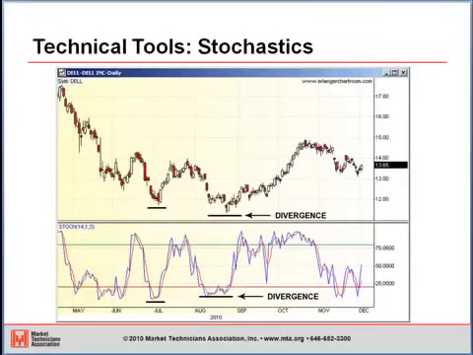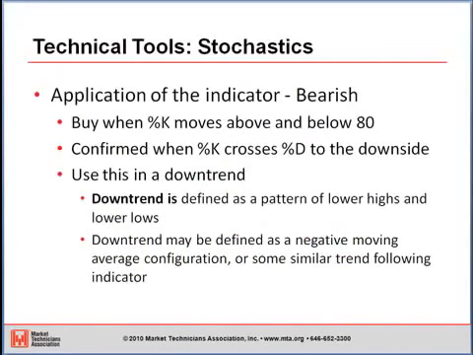As I mentioned, those signals don't happen all the time, but when they do, they can be especially powerful, and you should look for that as an opportunity. Bearish applications of the stochastic are the exact opposite. You sell when percent K moves above and below 80. That is concerned when percent K crosses percent D to the downside, and we'll use this in a downtrend.